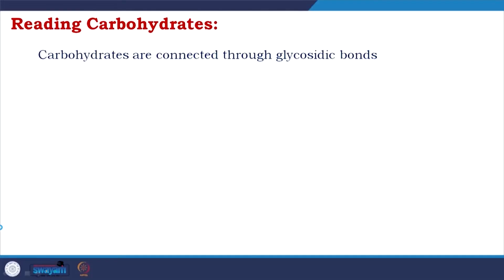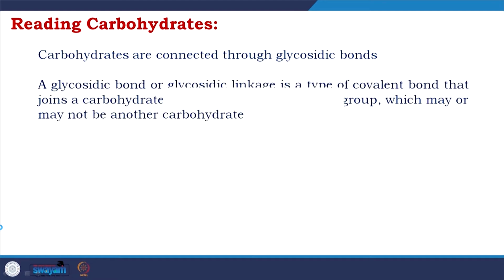Carbohydrates, as I told, are considered a very important molecule, because if you look at the food sources, you will get the most accessible sources, and they are very rich in carbohydrate. As we discussed in the previous class, carbohydrates are connected through glycosidic bonds. A glycosidic bond or glycosidic linkage is a type of covalent bond that joins a carbohydrate molecule to another molecule. It might be a carbohydrate or it might be others.